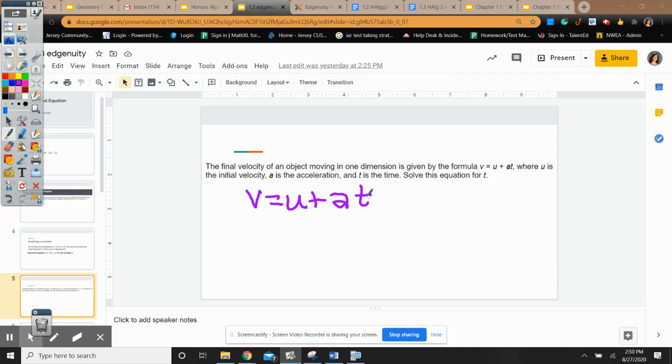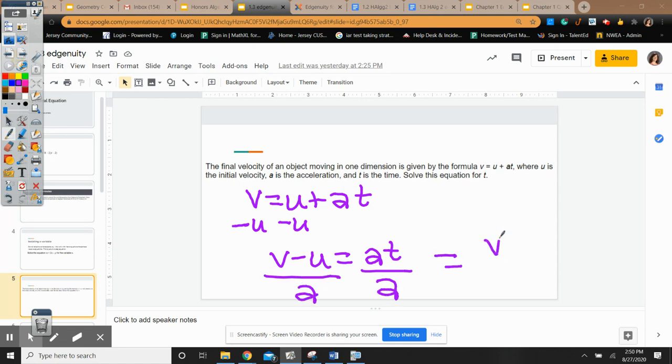So what would we move first? Well, to get t by itself, we're going to have to move this u away first. So v minus u, and just leave them side by side, and that equals at. To get t all by itself, you would divide both sides by a, and once again, you get something that looks like this: (v minus u) over a equals t. I don't know why I put that extra equals sign here.